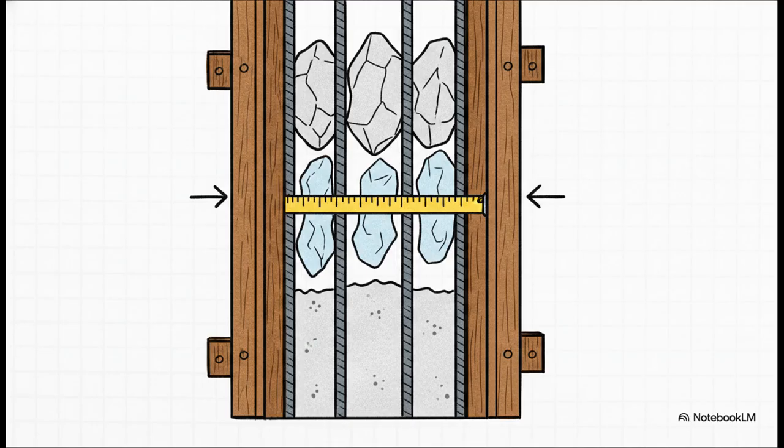But there is a hard physical limit to these puzzle pieces. The maximum aggregate size is secretly dictated by the exact spacing inside the molds they're poured into. The rocks cannot exceed 1/5 of the narrowest dimension between the structural forms or 3/4 of the clear spacing between the steel rebars inside those forms. Because think about it, if the aggregate is too large, it literally gets stuck on the steel, creating dangerous, empty air pockets right inside your building skeleton. We definitely don't want that.